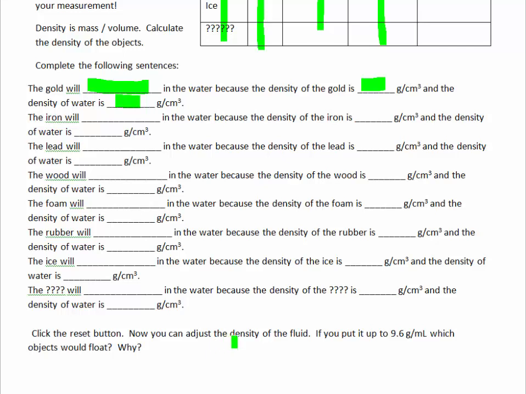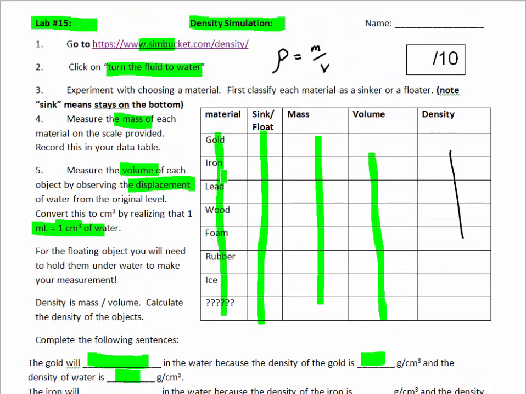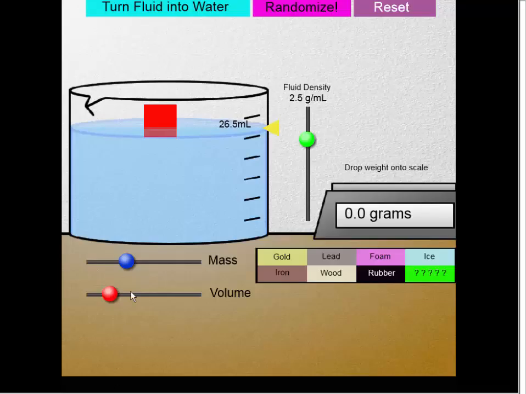Then what I have you do is play around with the density of the fluid, and if you were to increase it to that number right there, which objects would float? So let's go ahead and pop open the simulation.